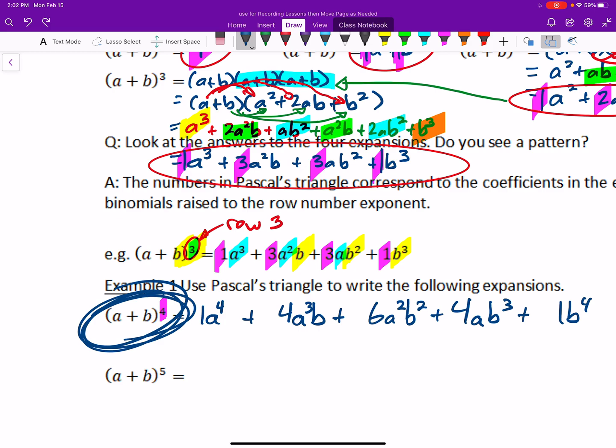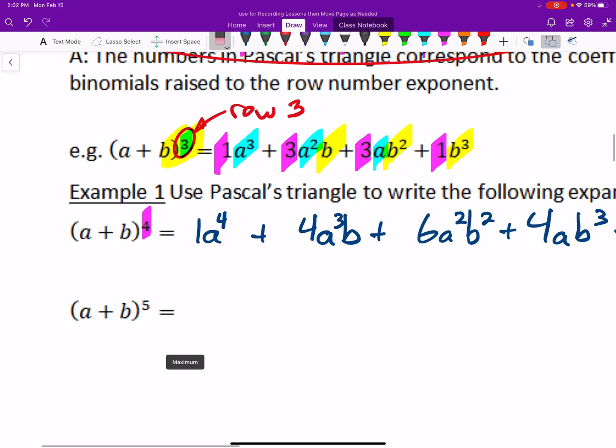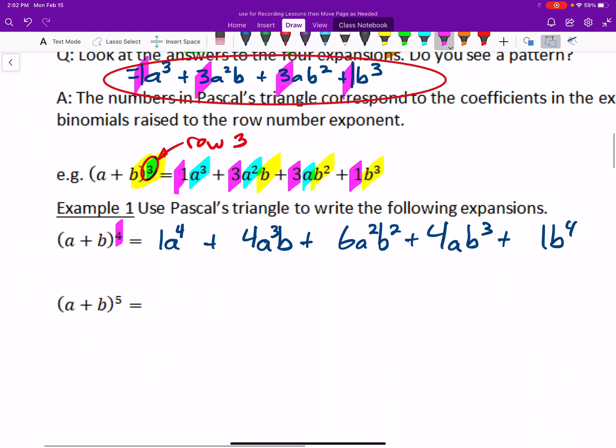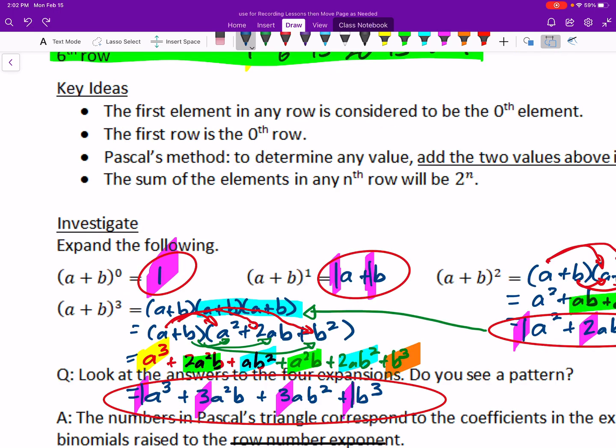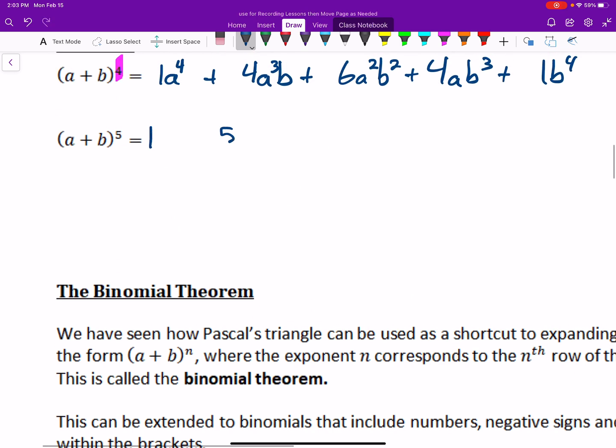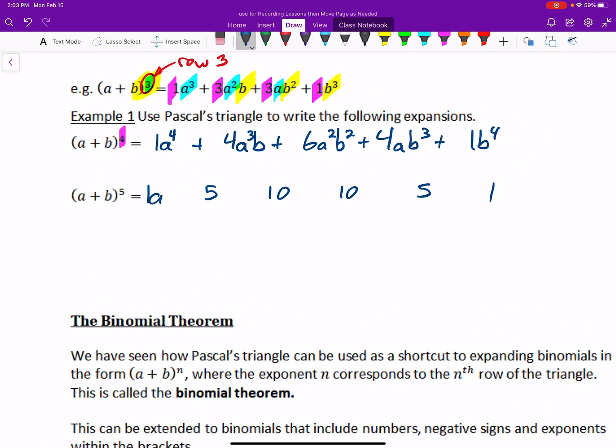And it's going to save me even a bit more trouble when I do a plus b to the 5. So what's the next row? It goes 1, 5, 10, 10, 5, 1, because we're starting with the exponent 5. So 1, 5, 10, 10, 5, 1 were the coefficients. I start with a to the 5 and go down from there. Remembering there's no a in the last term.